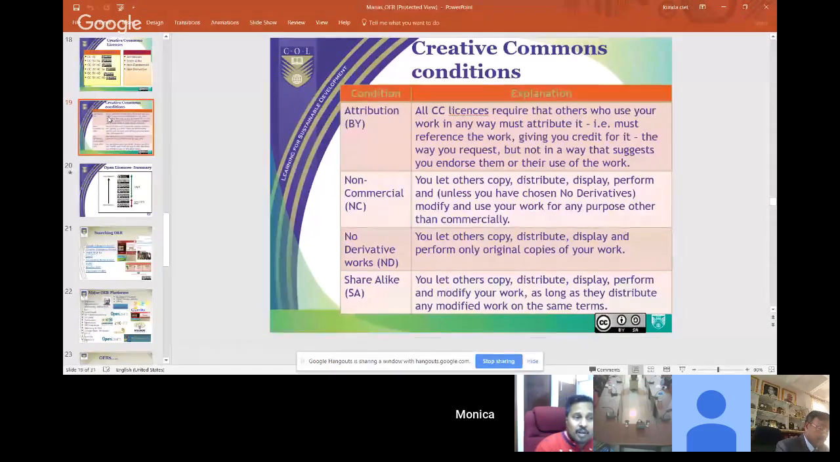The second one is non-commercial. It allows you to exercise all the 5Rs, but it says don't sell it for your profit. If NC appears in any license, it is telling you that you can copy it, distribute it, display it, revise it, and remix it, but you cannot use it to get financial benefit. So you cannot sell it in the market to get financial benefit.